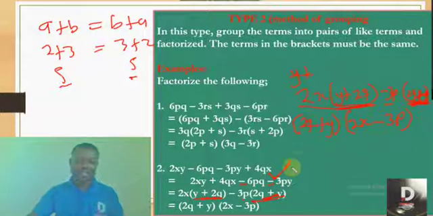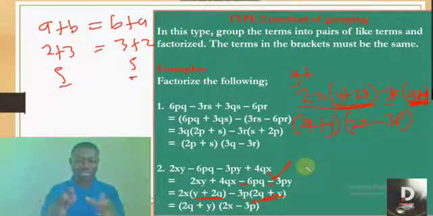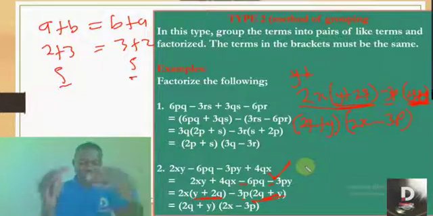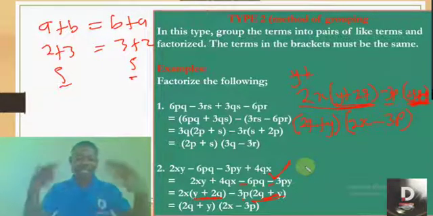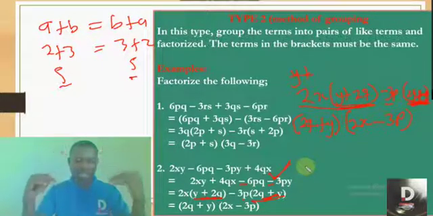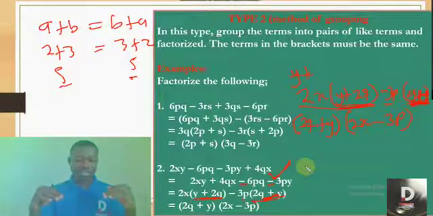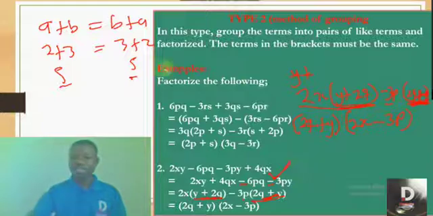So that is the end of this side. Method of grouping: you group it into like terms, then factorize each. When you finish, you see a common term in each of the brackets. The brackets must be the same to prove that we are right. Okay. Now let's move to the next type of factorization.